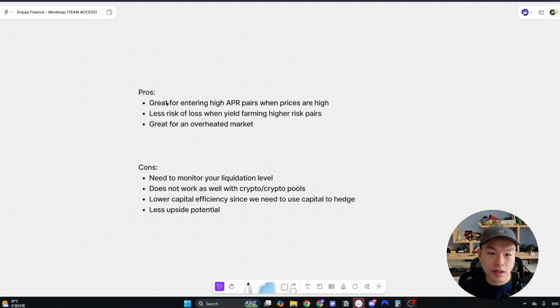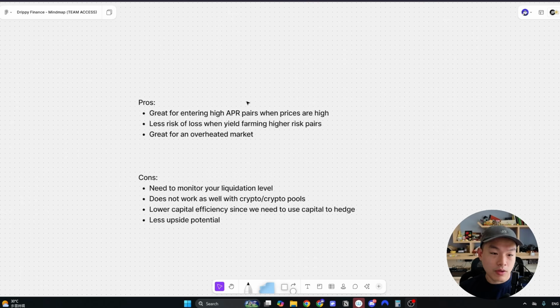But today we're mainly talking about hedge LPs. I'll use an example for this so that you know exactly what I'm talking about and the whole process that I go through. But basically, it's great for entering high APR pairs when the prices are high. There's less risk of loss when yield farming higher risk pairs, simply because you're balancing the long with a short hedge.